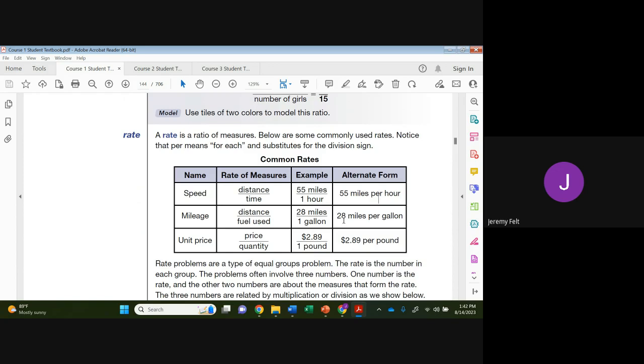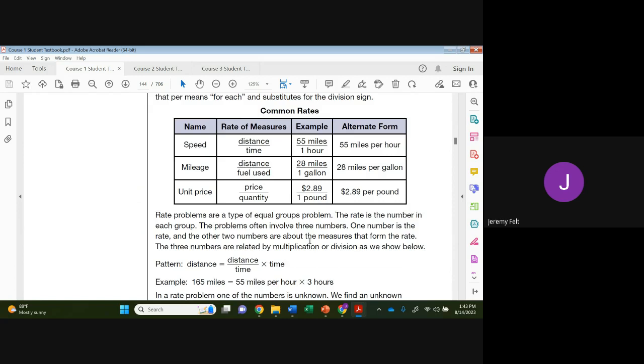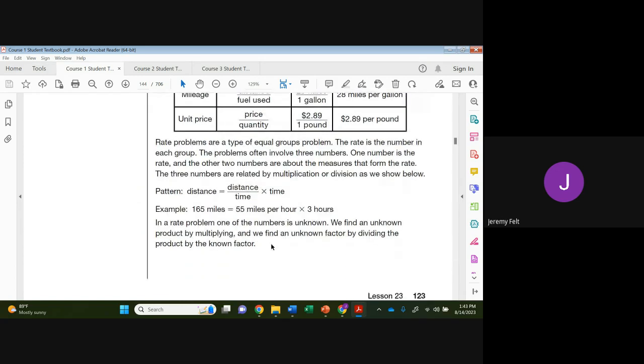28 miles per gallon, or a lot of times if you go to the grocery stores, things are sold in a price per pound or per ounce or whatever it is, depending on what we're buying. So the unit price over the quantity, it's $2.89 per pound. And then we'll work on how we can reduce these.